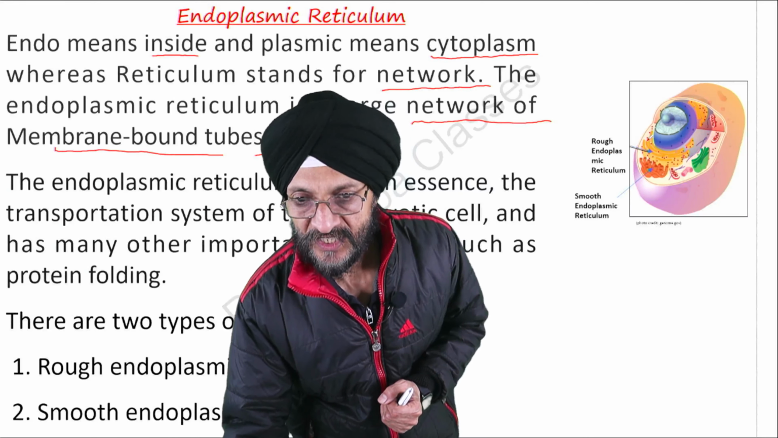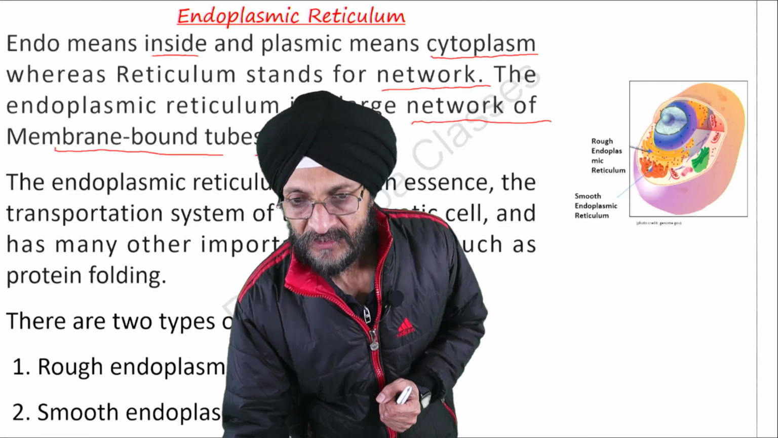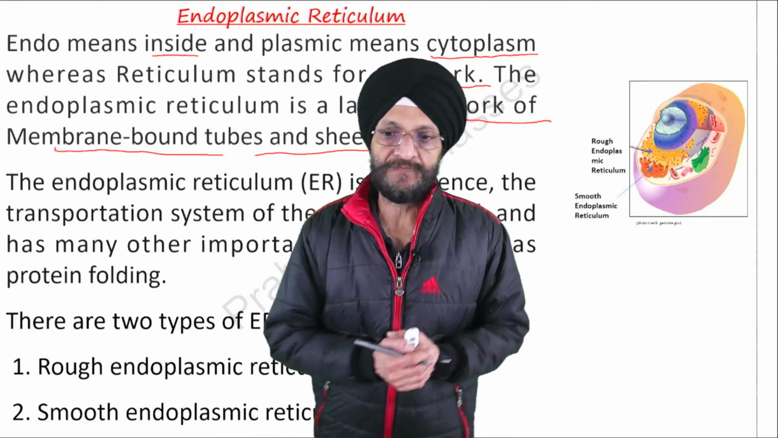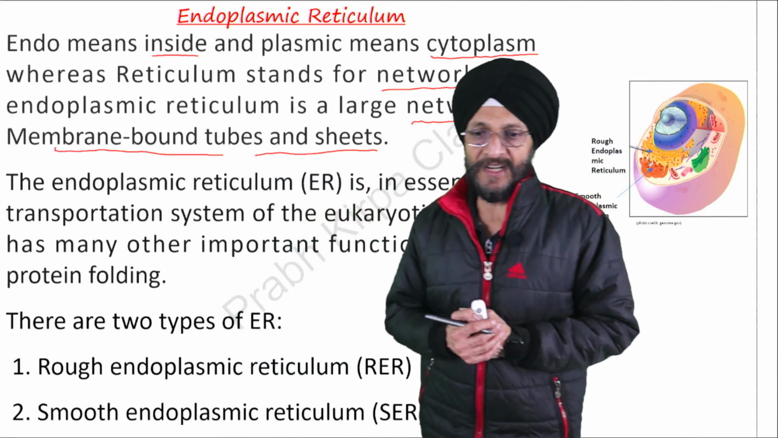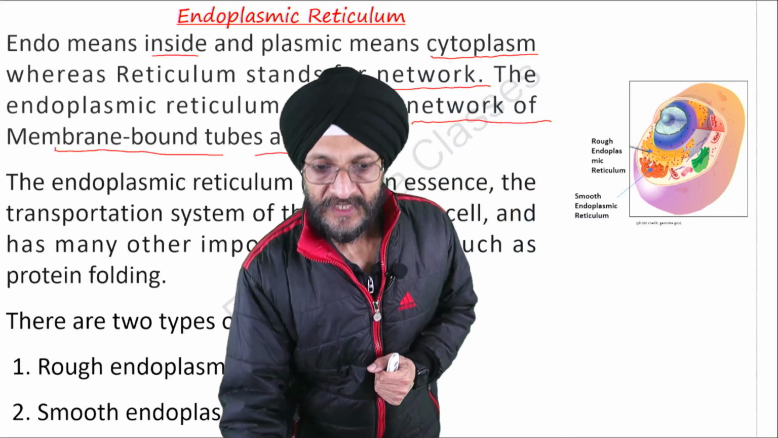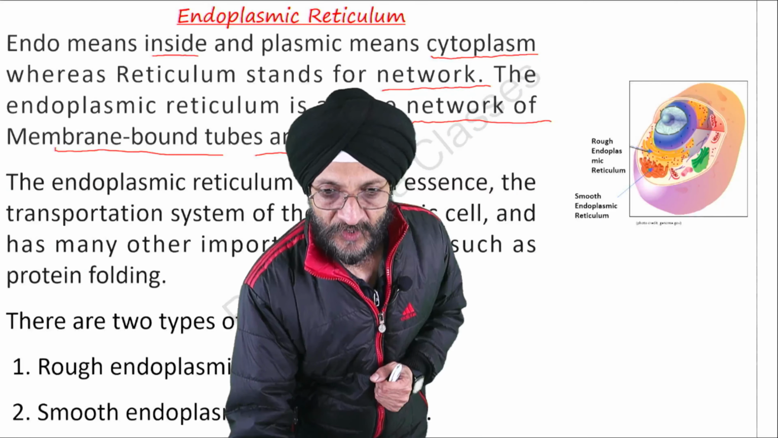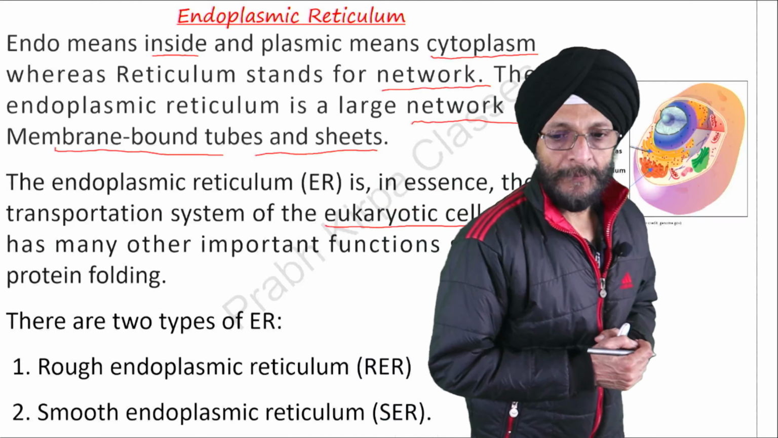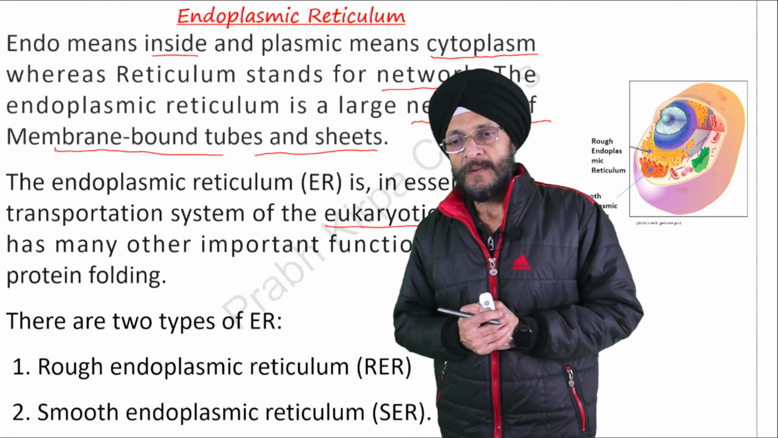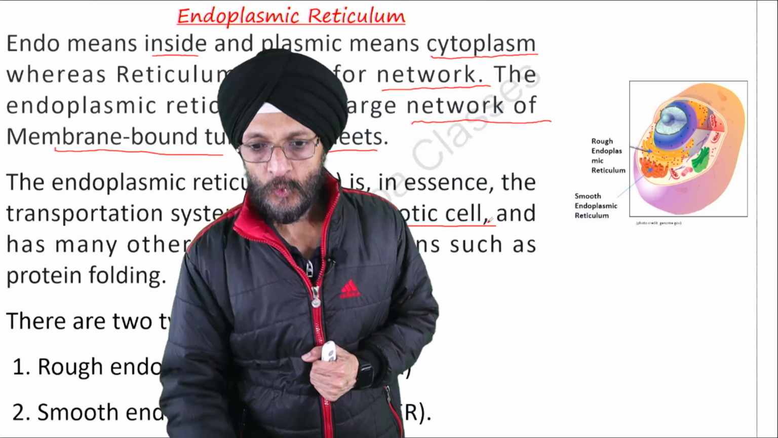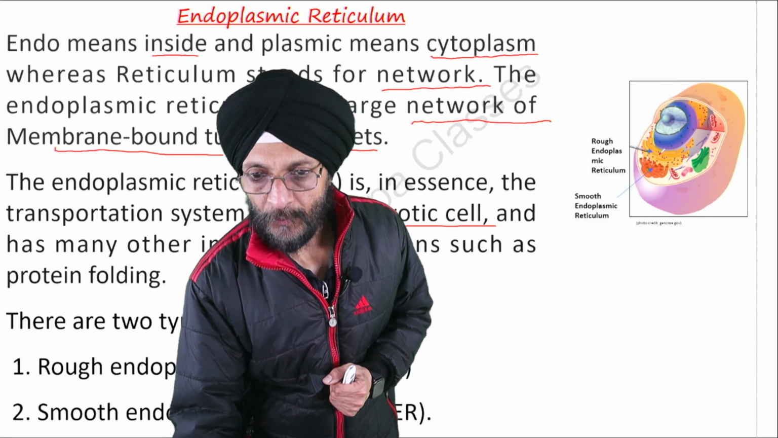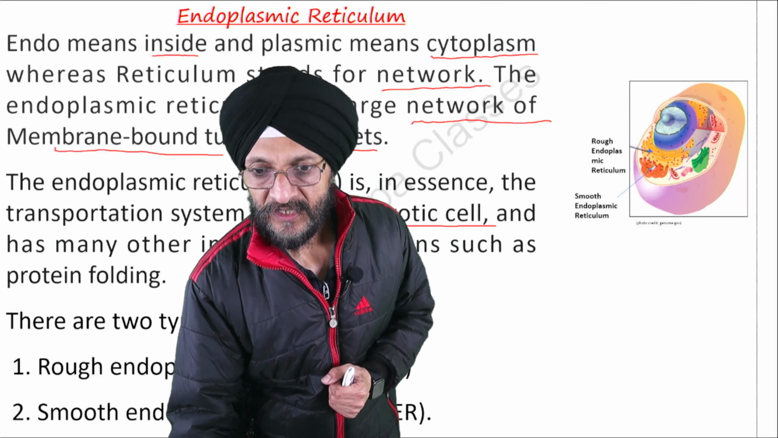In this picture, you can see that these cream color structures stand for endoplasmic reticulum. The endoplasmic reticulum, in essence, is the transport system of the eukaryotic cell and has many other important functions such as protein folding. There are two types of endoplasmic reticulum. First is rough endoplasmic reticulum and the second is smooth endoplasmic reticulum.